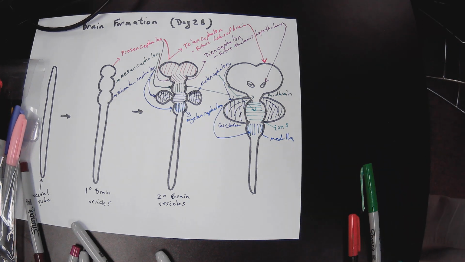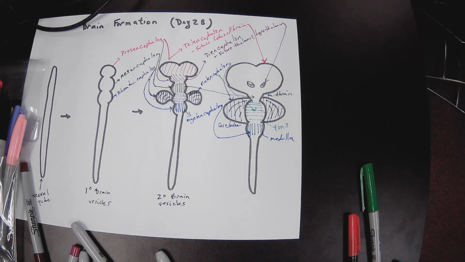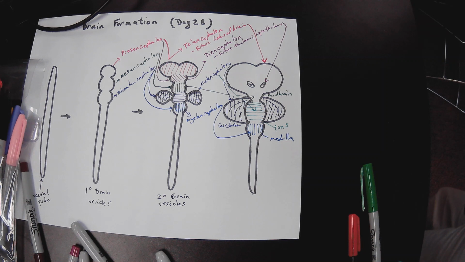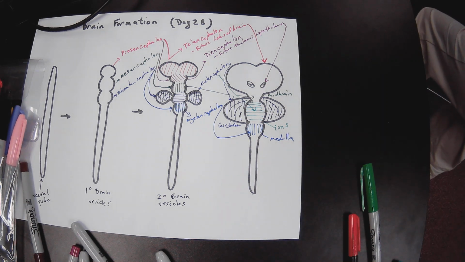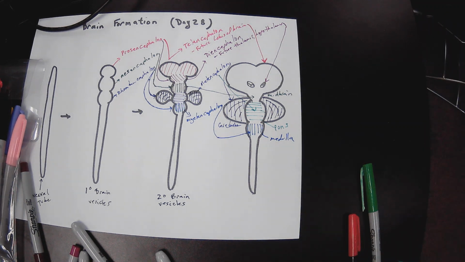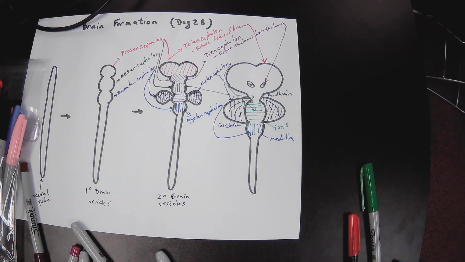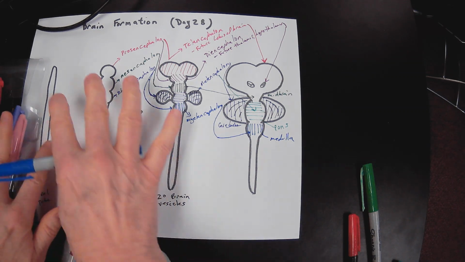Yes? How long is it from neural tube to the brain? It's another week maybe, so 35 days or so, within the first month. Yeah, the brain's formed very quickly. The nervous system is formed very early on in the embryo. Okay. Any other questions?